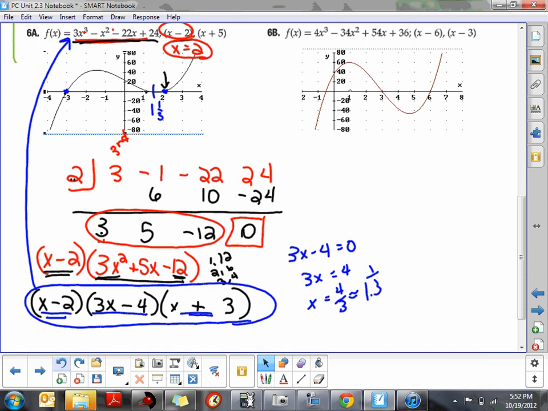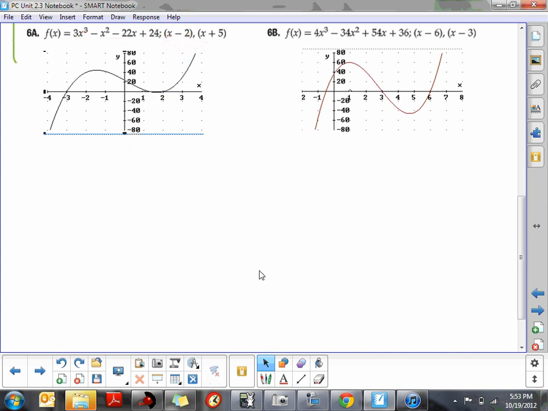So we're really using synthetic division to help us determine if a factor is going to go into that polynomial evenly, and then we can break it down into smaller linear factors. So we're going to apply that same strategy on this last problem here.